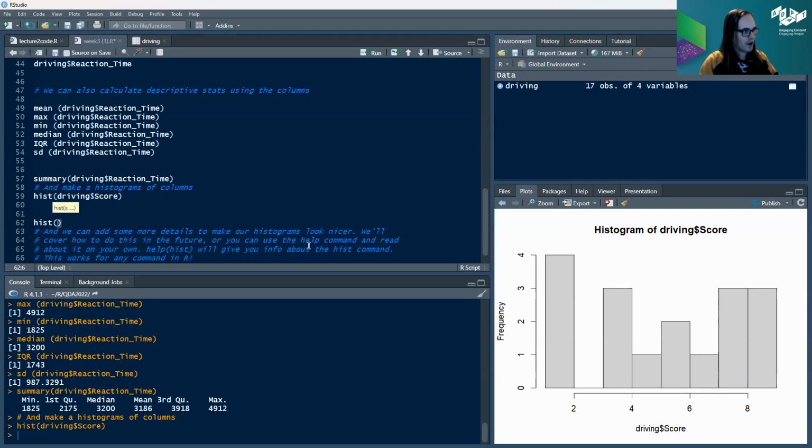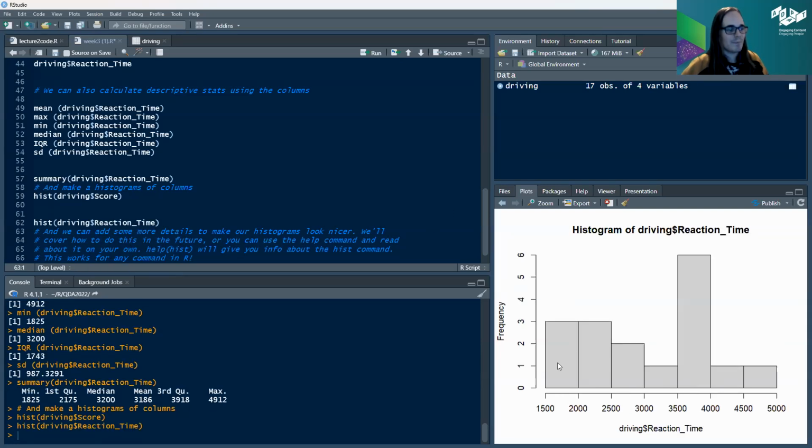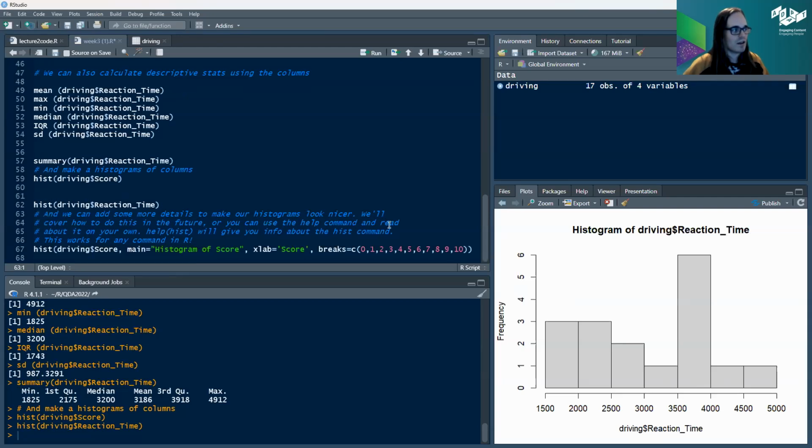If I wanted to make a histogram of reaction times, you'll quickly see that R doesn't play so nice. If I do reaction times, it's not bad. It's somewhat descriptive, but I think it could be a little nicer looking. R picked 1,500 as the minimum here and 5,000 as the maximum, but those are arbitrary. And in fact, we know that reaction time has an absolute zero of 0. You could have reacted in 0 milliseconds, right? It's an interval, a ratio scale variable. So we actually should probably look all the way from 0 to whatever our max was, or maybe a little higher.